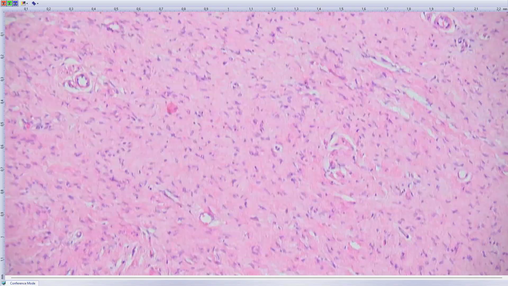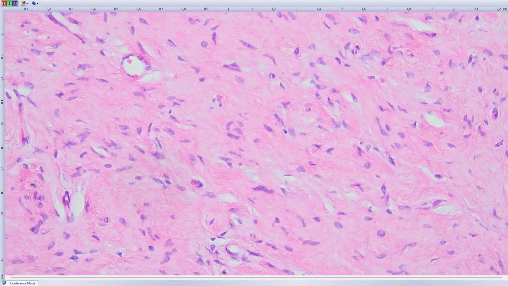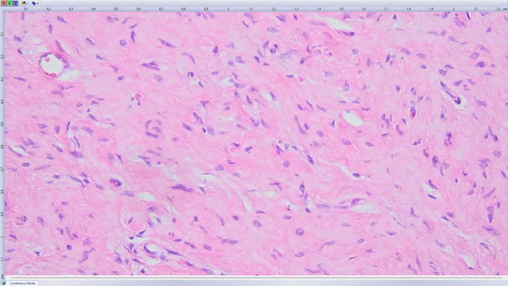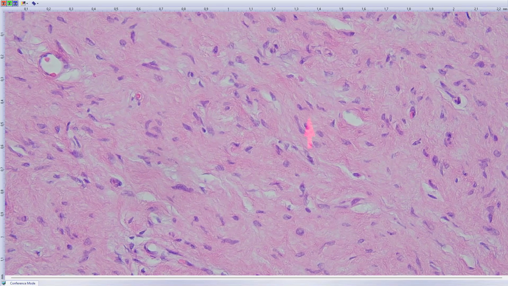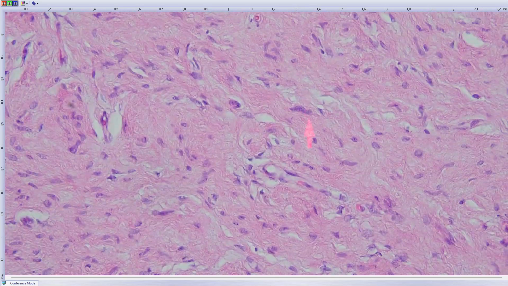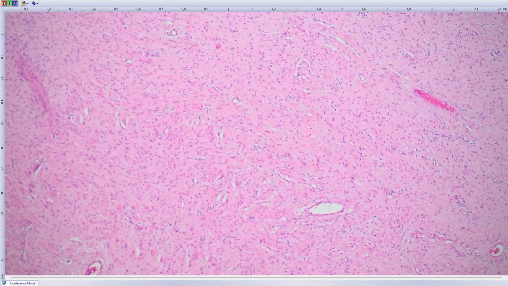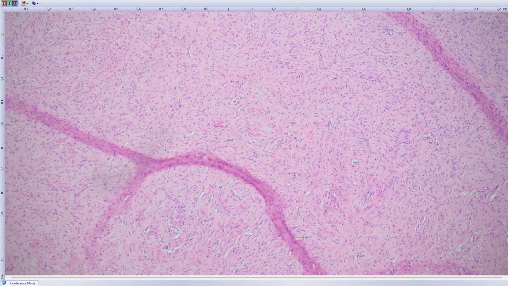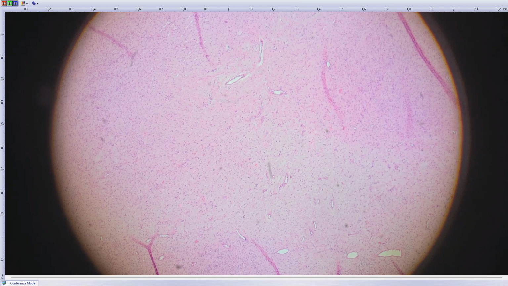And on higher power, although it's a spindle cell lesion, you can still maybe kind of feel that the cells are not identical. Some are long, thin, spindle-shaped, wavy, such as this one here. Others are spindled, but not so wavy and much more plump, such as this one. But generally it looks very bland, very benign, and it has kind of a neurogenic look. So you can think in the realm of benign neurogenic tumors: neurofibroma, schwannoma, perineurioma.